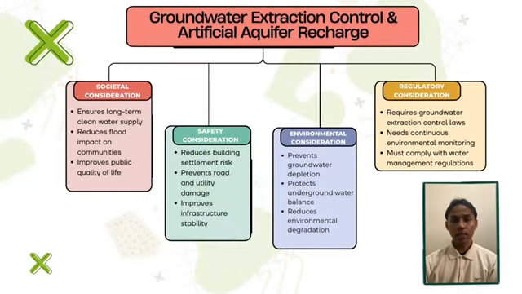From the societal and safety perspective, controlling groundwater extraction helps ensure long-term clean water supply, reduce flood impacts on communities, and improve public quality of life. It also reduces building settlement rates, prevents road and utility damage, and improves infrastructure stability.